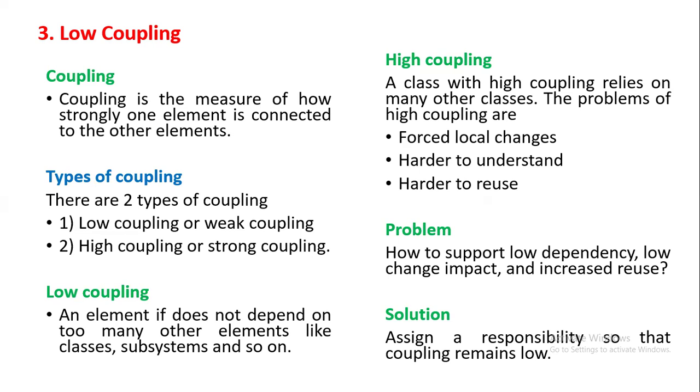So obviously, what is high coupling? A class with high coupling relies on many other classes. The problem of high coupling is forced local changes. It is very hard to understand and very hard to reuse. The problem is how to support low dependency, low change impact, and increased reuse. The solution is to assign a responsibility so that coupling remains low.